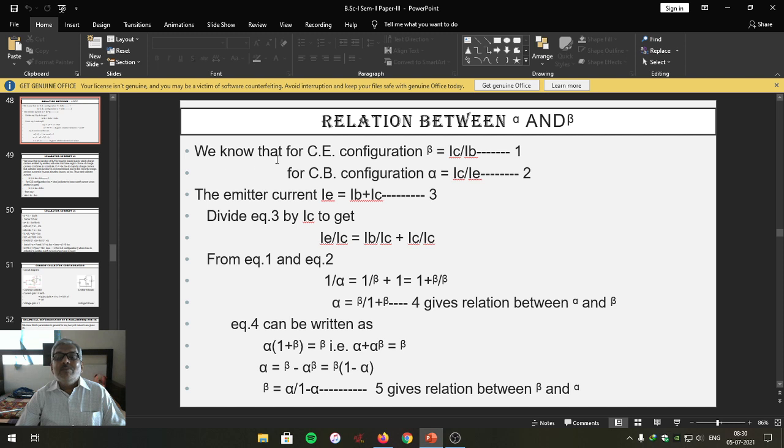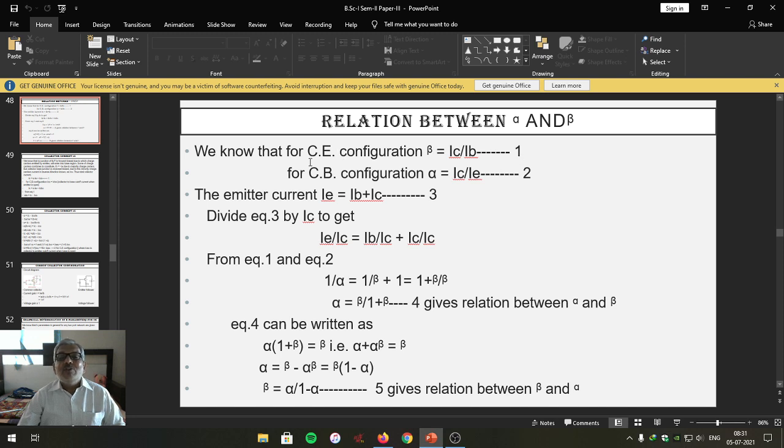We know that for common emitter configuration, one can define the current gain in general as the ratio of output current upon input current. In common emitter configuration, output current is the collector current, input current is the base current. So we can write for common emitter configuration, current gain beta is equal to the ratio of output current IC upon input current IB. Let me call this equation number 1.